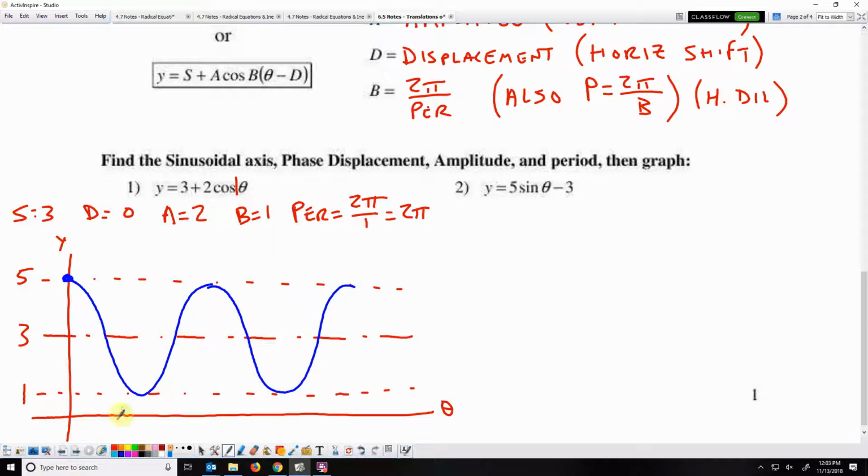Okay, so it has completed a cycle when it gets right here. So I'm going to put a mark on my theta axis. And then when it's completed another cycle, it's right here. The period is 2 pi. We started here at 0. It goes 2 pi units horizontally before it begins to repeat. Then it goes another 2 pi units before it starts to repeat. So that's going to be 4 pi.